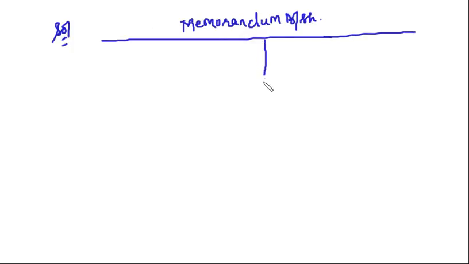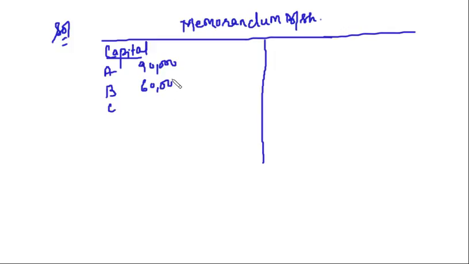Right? What is the information we have? We have the capital of A, B and C. This is 90,000, 60,000 and C's capital will be here. C's capital 15,000 because it is the debit balance of capital. Clear?